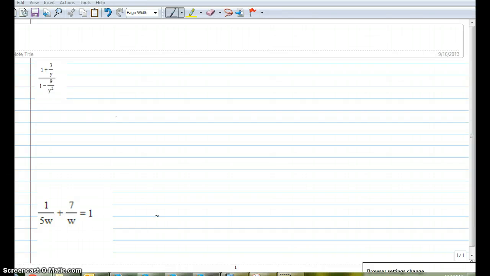Hi, I'm going to explain these two problems that you were having trouble with. So this first one we want to simplify. We have (1 + 3/y) divided by (1 - 9/y²).